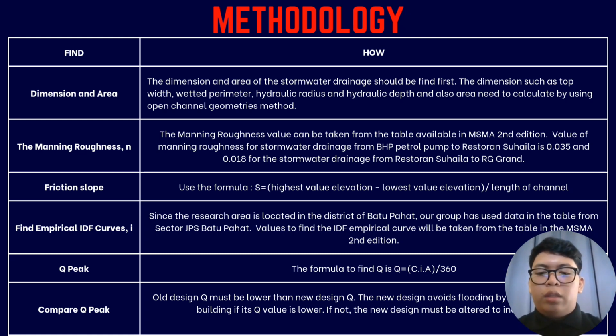And lastly, we need to compare the Q peak of the old design and the new design. The old design Q must be lower than the new design Q. The new design avoids flooding by passing through the building if its Q value is higher. If not, the new design must be altered to increase the Q value.